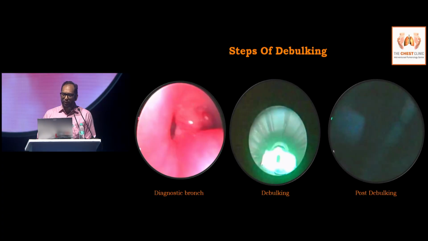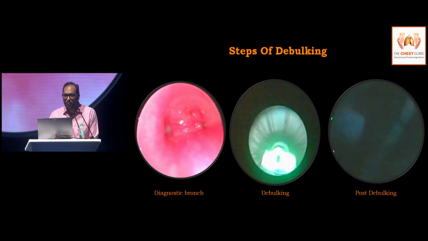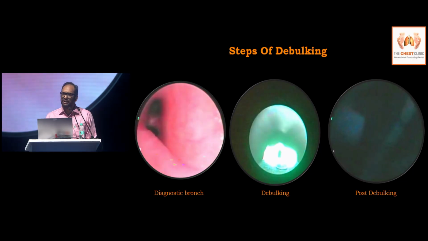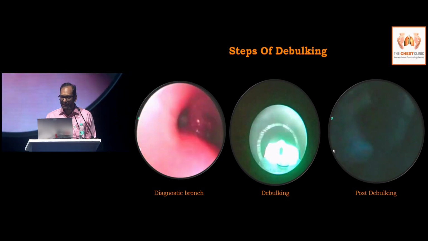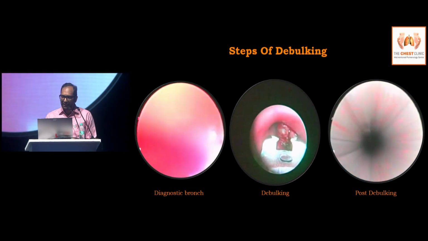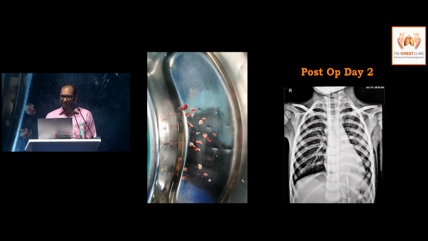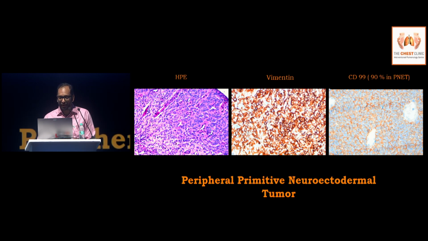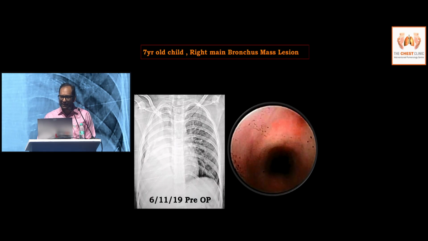Initially, we did probe cautery on the mass and extracted it piecemeal. We did a piecemeal debulking, and we got a good airway patency, and it turned out to be a PNET tumor. And this is the X-ray day 2 post-op, good expansion of the lung. And the baby is still good. Post-chemotherapy is still doing fine, is still in follow-up. So this is another case. A 7-year-old girl, again presented with collapse on one side.